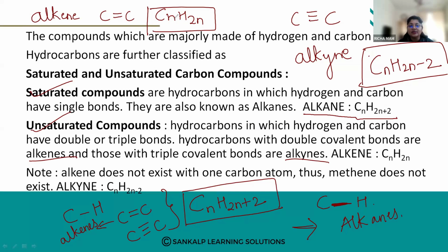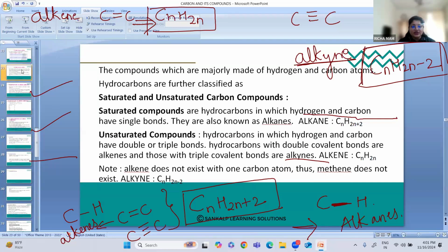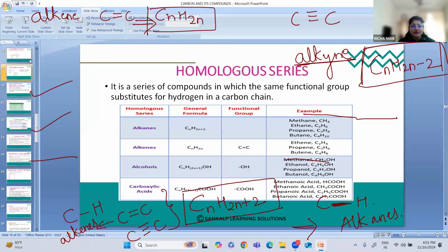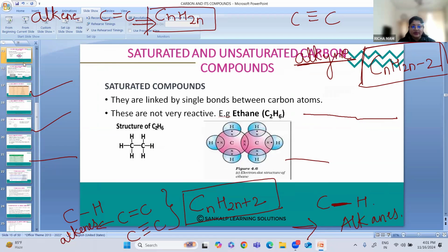So alkenes are represented by C double bond C, and the general formula is CnH2n. When a triple bond is formed between the carbons, they are called alkyne, having the general formula CnH2n-2. So this is about your hydrocarbons and what saturated and unsaturated compounds are. We have discussed saturated and unsaturated compounds. Let me explain again.